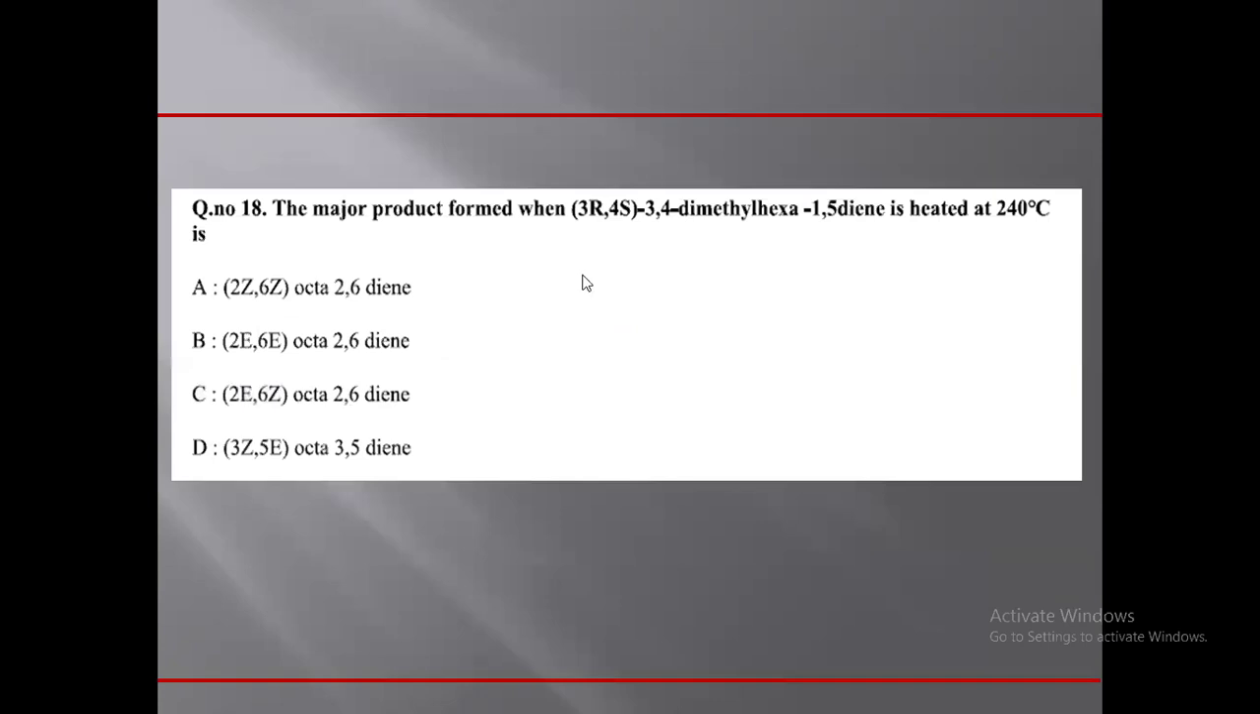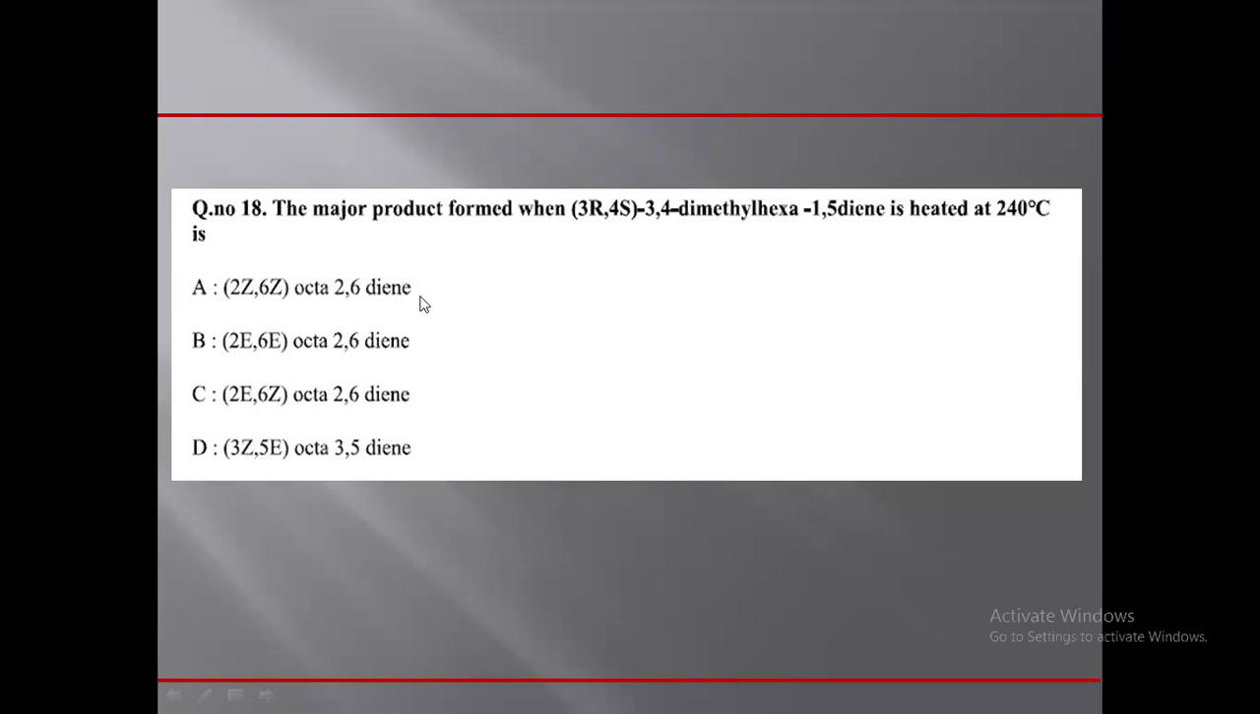The major product formed when 3R,4S-3,4-dimethylhexa-1,5-diene is heated at 240 degrees Celsius is? Here you have to find the answer. In all the options A, B, C, D, octadienes are there: 2,6-dienes in three of them and a 3,5-diene in D. But you have to look at the stereochemistry. A is 2Z,6Z; B is 2E,6E; C is 2E,6Z; and D is 3Z,5Z.